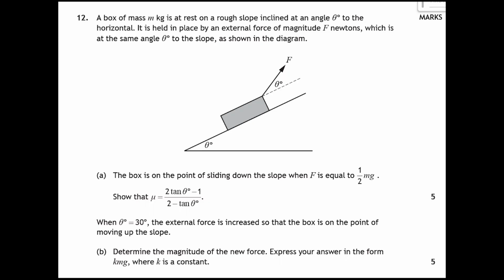Question 12. A box of mass m kilograms is at rest on a rough slope inclined at an angle theta degrees to the horizontal. It is then held in place by an external force of magnitude F newtons, which is at the same angle theta degrees to the slope as shown in the diagram. The box is on the point of sliding down the slope when F is equal to 1/2 mg. Show that mu, the coefficient of friction, is equal to (2 tan theta degrees minus 1) all over (2 minus tan theta).